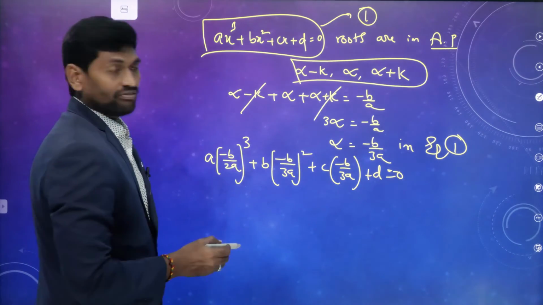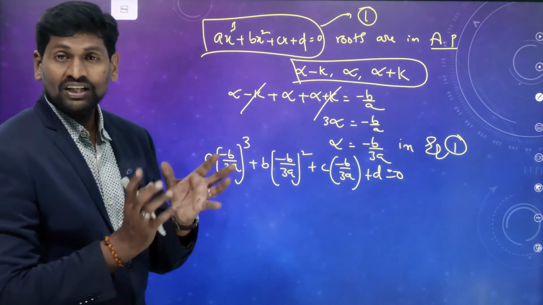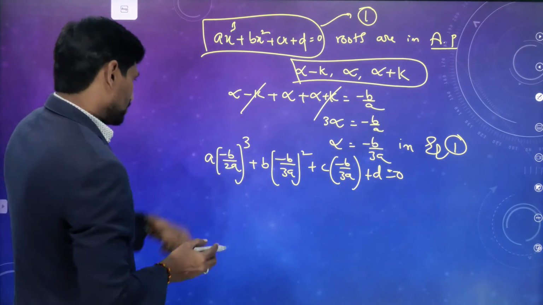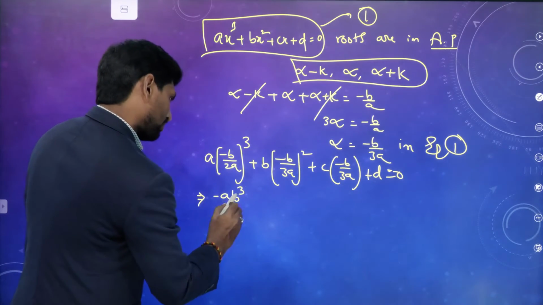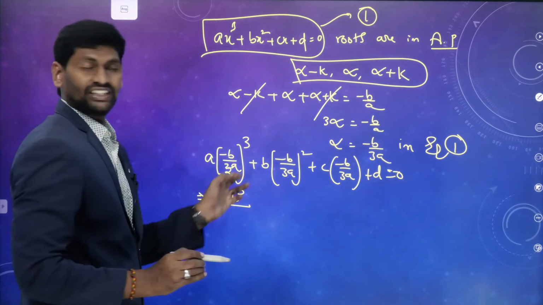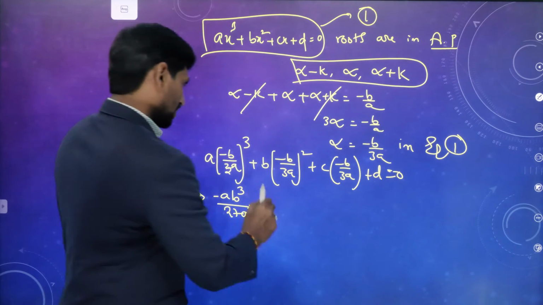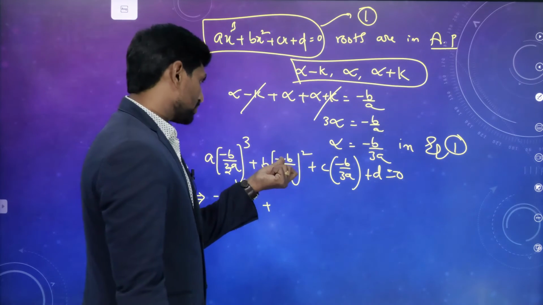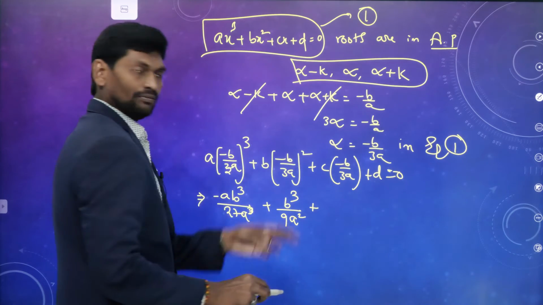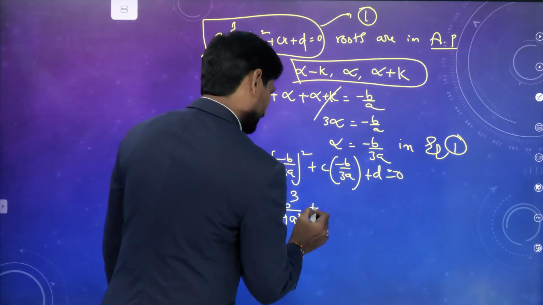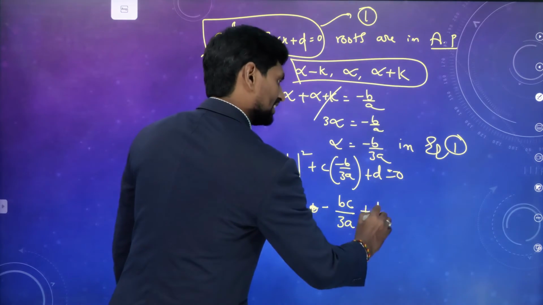Minus b whole cube: whenever you have an odd power, the minus term remains the same; if it is an even power, the minus term becomes a plus term. So for this, I can write a into minus b cube by 3a whole cube, that means 27a cube. Now here the minus term becomes plus, b square into b square by 9a square, plus c into minus b by 3a, plus d equals 0.